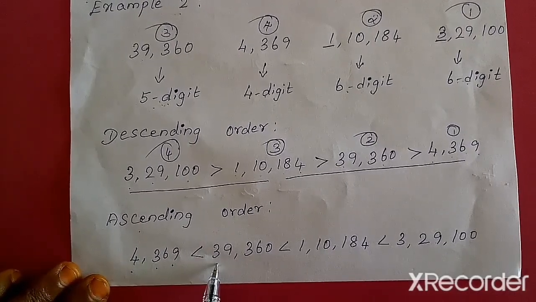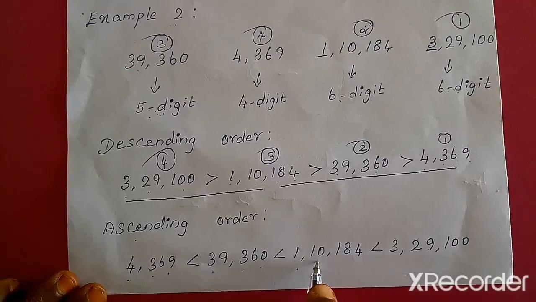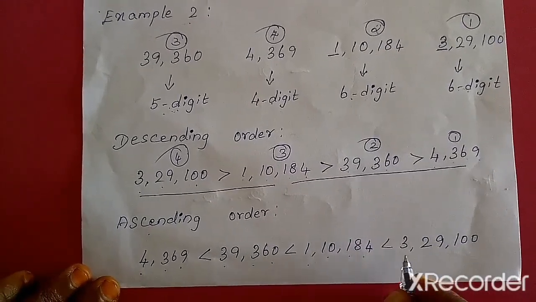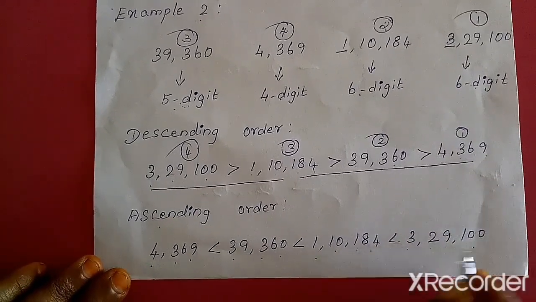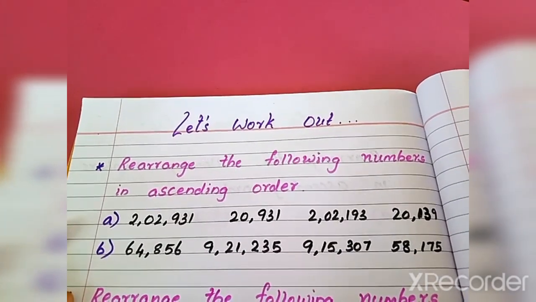then comes 39,360, then comes 1,10,184 and 3,29,100. So you all understood the ascending order and descending order of numbers.